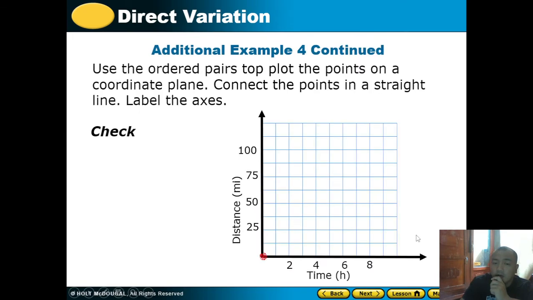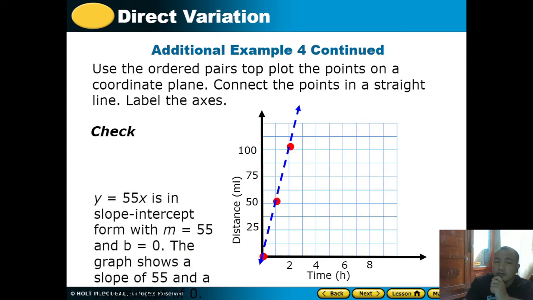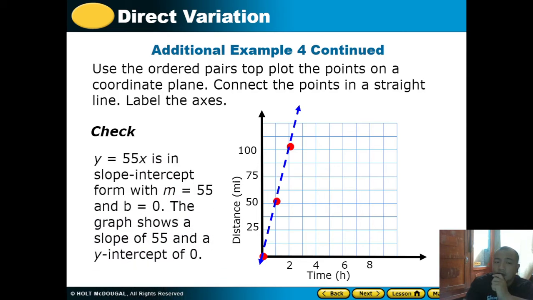And if we graph, it forms a straight line passing through the origin. Therefore, it is a graph of a direct variation. Let's check. y equals 55x in slope-intercept form has slope 55 and b equals 0. The y-intercept should be 0, so that means the line should pass through the origin. So the graph shows a slope of 55 and a y-intercept of 0. Okay.